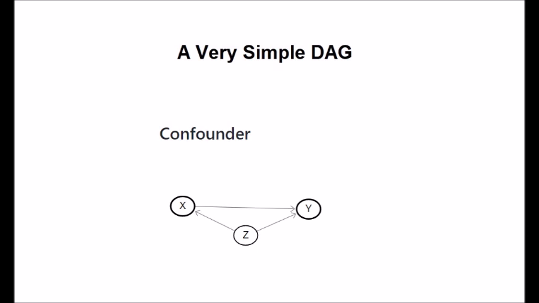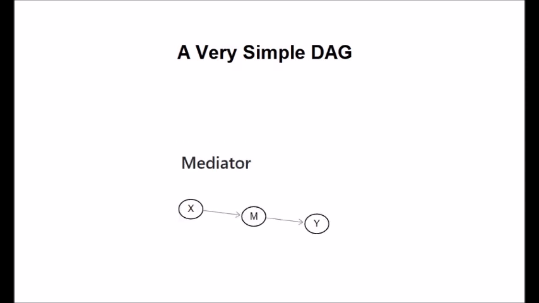A confounder variable is an ancestor of both the cause and effect variables. In this diagram, you will see that z is an ancestor of x, which is the cause, and z is an ancestor of y, which is the effect. Such a variable will be called a confounder. The second covariate is the mediator. In this diagram, you can see that x is causing m and m is causing y. What does it mean in the terminology of DAGs? X is the parent of m and m is the parent of y.